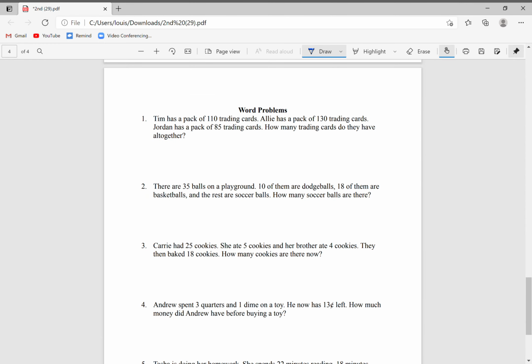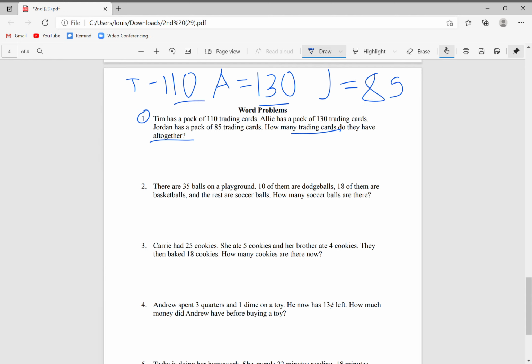Alright, word problems. We'll start with number 1. If we have no more time, we can move on to another problem. Tim has a pack of 110 trading cards. Ali has a pack of 130 trading cards, and Jordan has a pack of 185 trading cards. How many trading cards do they have altogether? We're finding out how many trading cards they have altogether, meaning that we're trying to find the total. So Tim has 110 trading cards. Ali has 130 trading cards. Jordan has 85 trading cards. We're trying to add all of these numbers together.